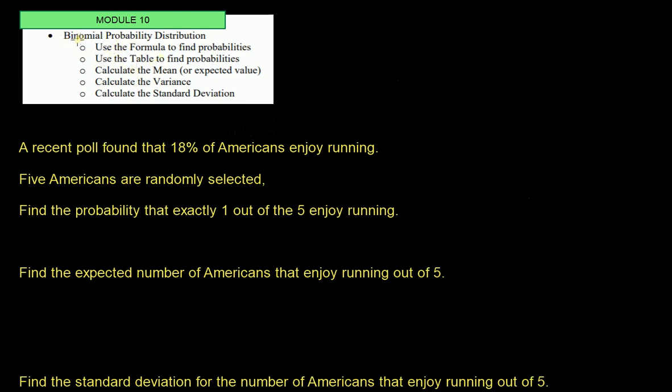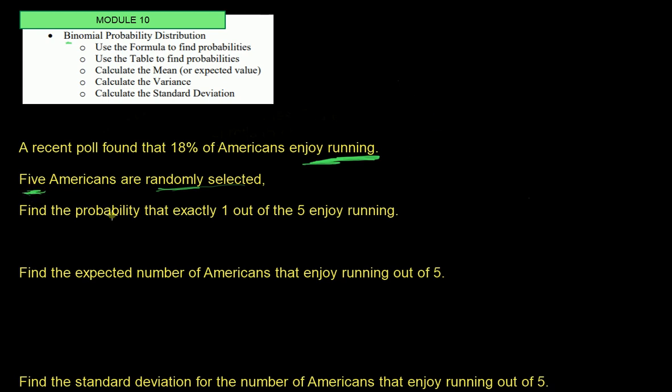So binomial, so when you see bi, right, that means there's two options. So let's go and read through this example. A recent poll found that 18% of Americans enjoy running. Okay, so there's two options: either you enjoy running or you don't enjoy running. So that's part of what makes this a binomial probability distribution function. Another part is we continue to read and we see 5 Americans are randomly selected. Okay, so since they're random, they're independent of each other, and there's a set number of Americans that we're sampling. There's 5. Okay, so n is 5.